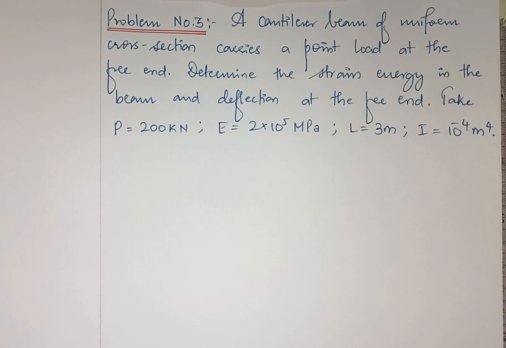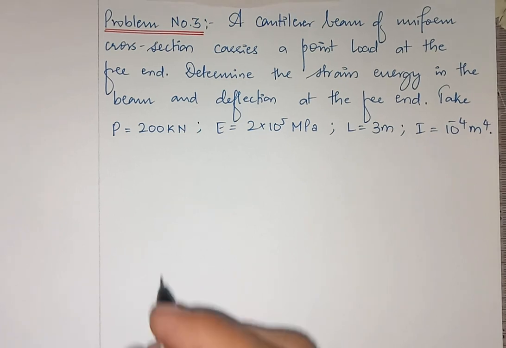Provided P is equal to 200 kilonewton, E is equal to 2 into 10 raised to 5 MPa, L is given as 3 meter, and moment of inertia is given as 10 raised to minus 4 meter raised to 4. So let us begin with the solution. It is relatively an easier problem.